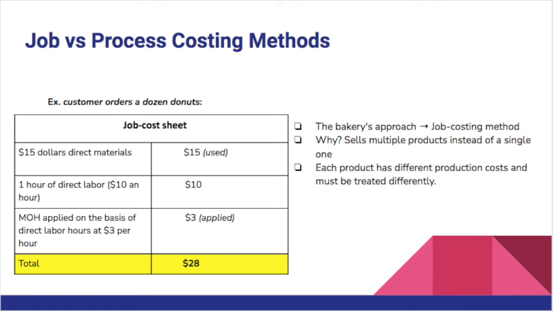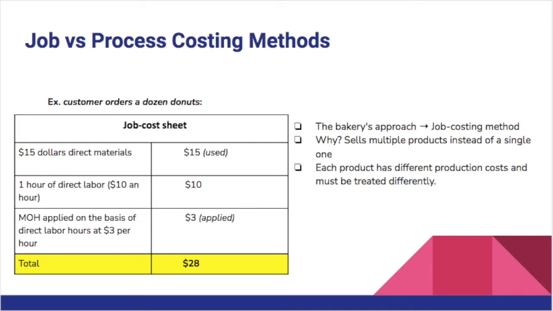Talking about the costing methods, a bakery should definitely rely on the job costing method because it sells multiple products such as sandwiches, donuts, cookies, and each of these represent a different production cost, and therefore they have to be treated differently when they are registered in the accounting records. In fact, the only situation in which a company can employ the process costing method is when they sell a single product that is indistinguishable when it comes to their production costs.